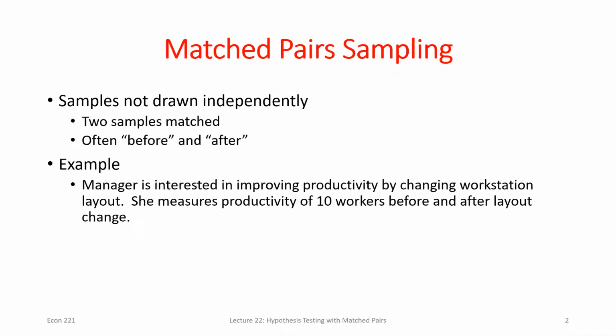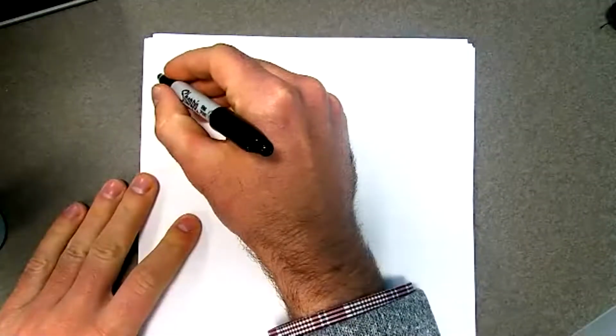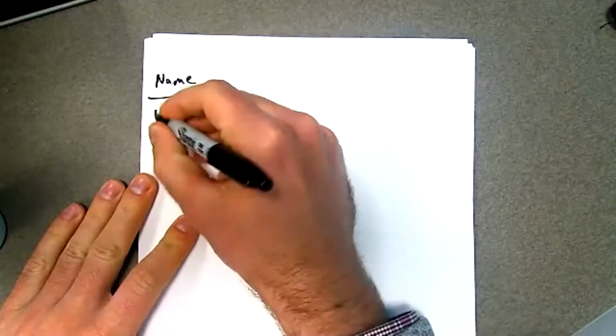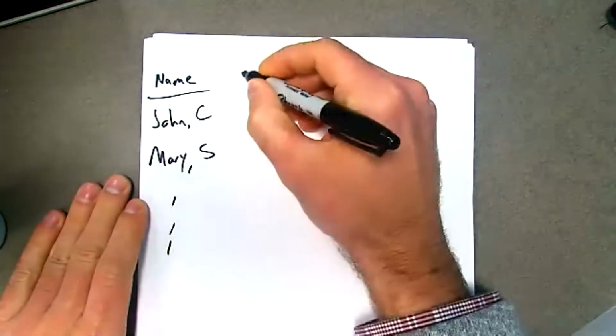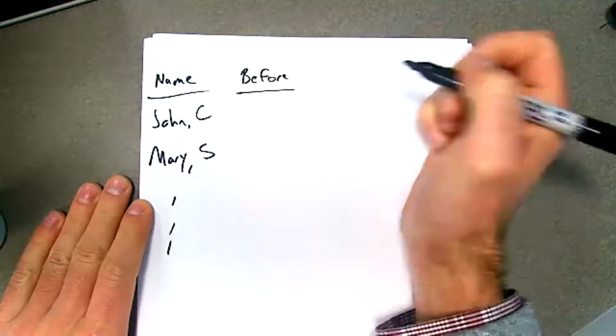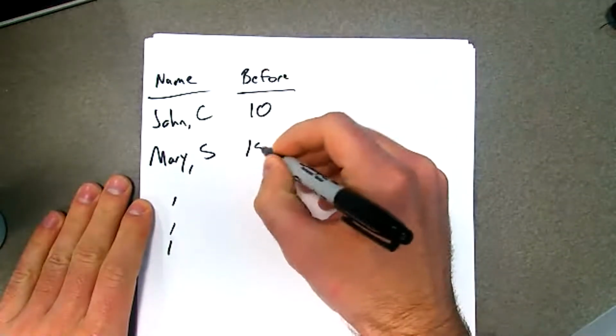It might be something like a manager wants to know, after they change the layout of the workstations, did the productivity of their workers increase, or did it decrease, or did it change? So let me go to the dot cam here. Okay. So we think about maybe we have different names of our employees, so John C, Mary S, etc. We would then have what their productivity was before, so maybe something like 10, 15.